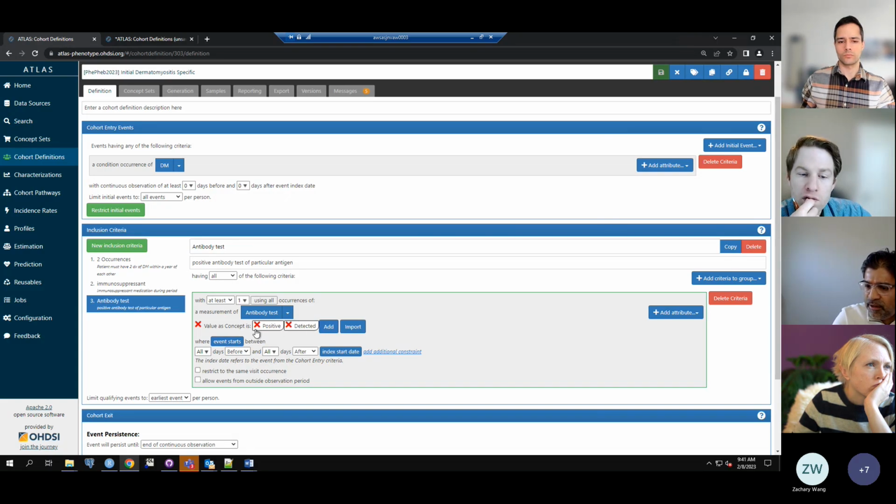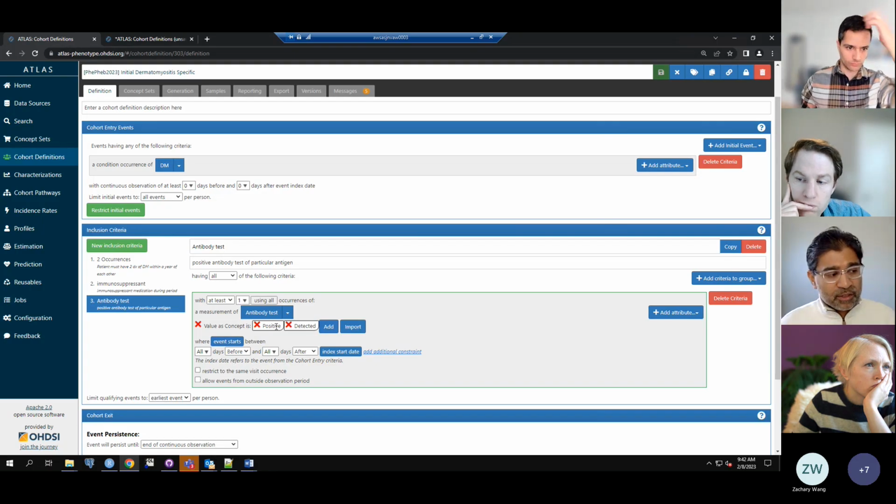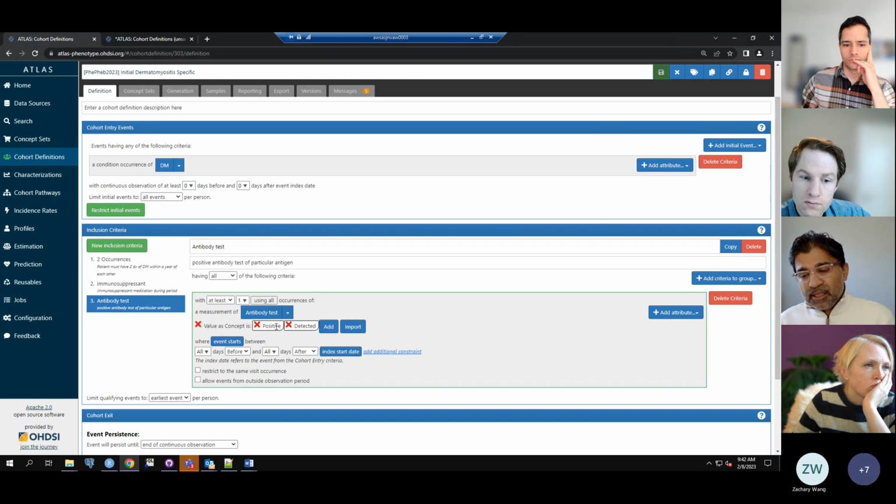Because of that, we have observed that the word positive is represented 300 different ways, and the word detected is represented 300 different ways. And if you do not have the right positive, then you will not get any results. That becomes really problematic when you're doing a network study, because you could probably run a query on your data source and understand how positive is represented in your data source, but you have absolutely no clue what another data source is doing. And so it is a problem, and it is an unsolved informatics problem, I believe.